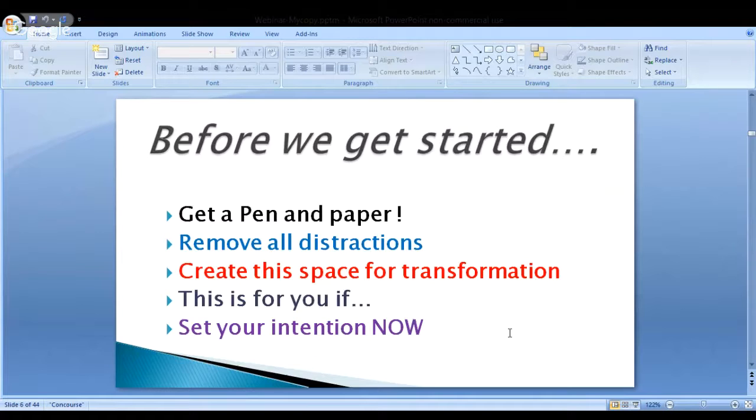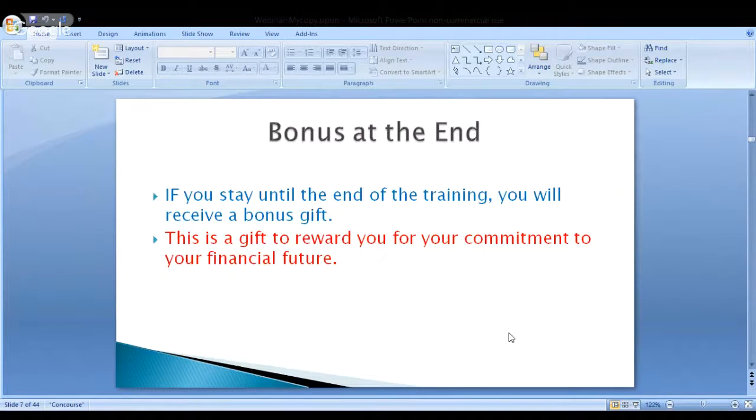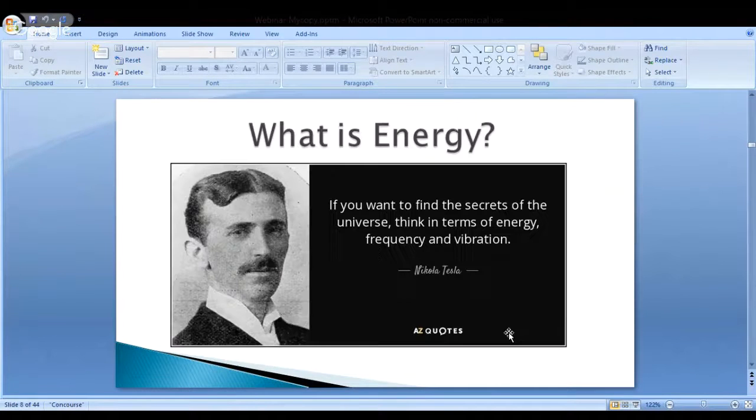Okay then. Please get a pen and paper. There will be a lot of information, and create a space for the transformation. Hold this intention: I'm going to come to this webinar, I'm going to learn something, and I'm going to go away with some information that I can actually implement in my life. Set the intention now. Okay, let's get cracking with energy.